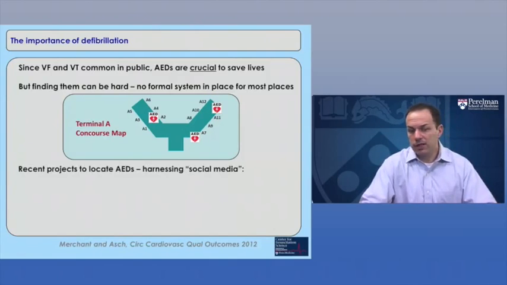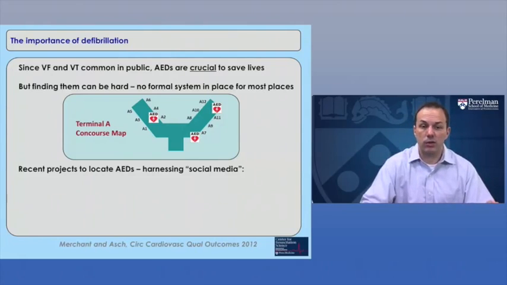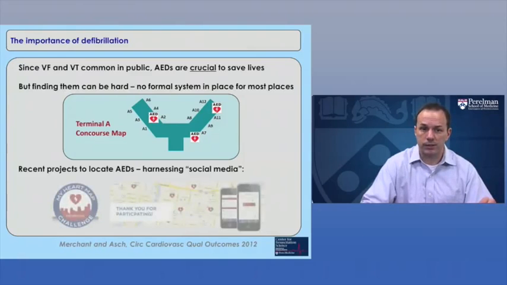There have been a number of recent exciting projects to try to figure out where AEDs are. Some of them have harnessed what we call social media, things like Twitter and other internet-based means to find AEDs and create crowdsourced maps of where AEDs are located. I'll be honest, I don't pretend to understand social media. I'm getting a little too old for such things, but I can tell you that it's an incredibly powerful tool, and it may very well help the public health surrounding cardiac arrest.